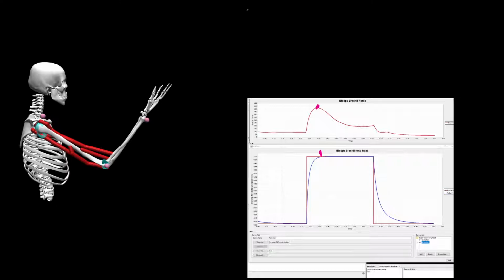Let's recall first off the force length curve. So that says the maximum amount of force that a muscle can produce is a function of its length. And that relationship should be something like this, roughly.